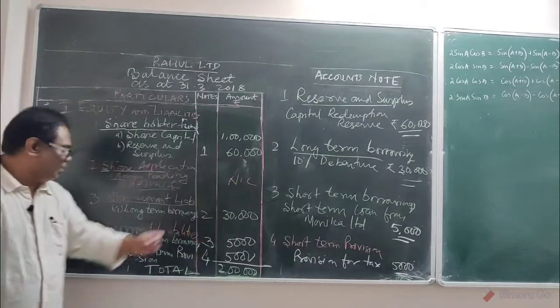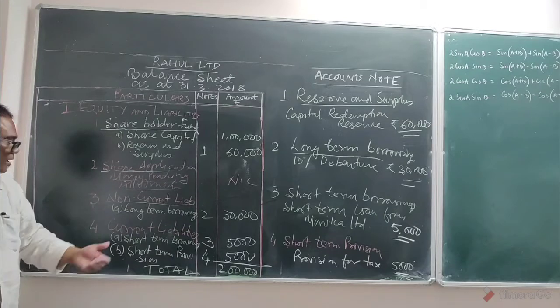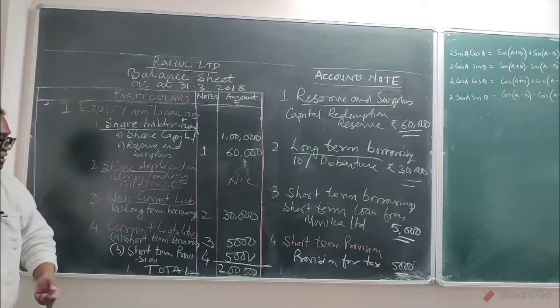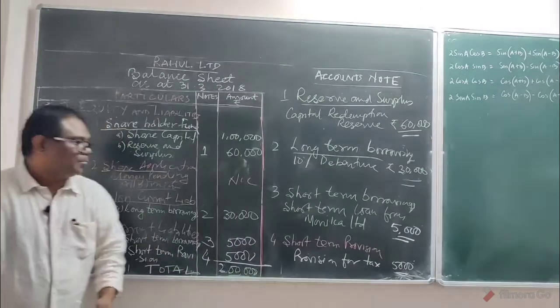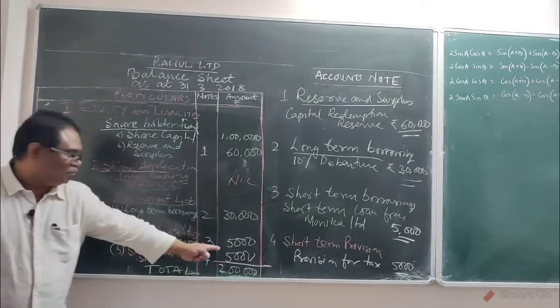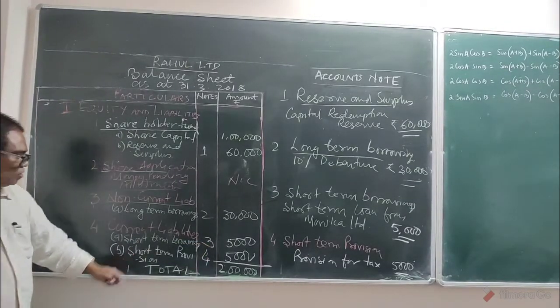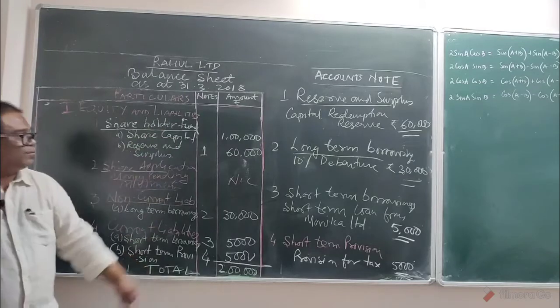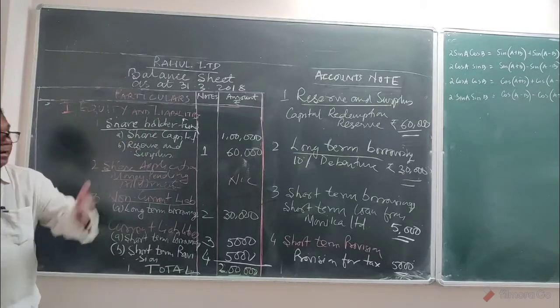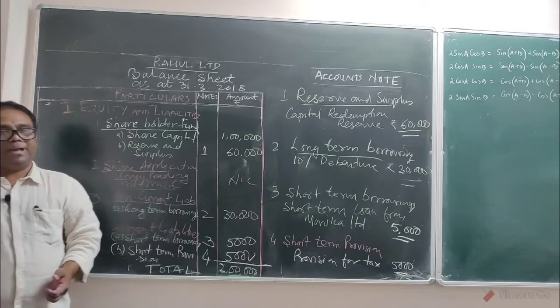That is shown by account note number 3. And then again under the heading current liabilities, we have short-term provisions. Inside that the item is provision for taxation, shown in the short-term provisions account note number 4. So that is an amount of 5,000 for provision for taxation. The total of the equities and liabilities is 2 lakhs. So this is how the equities and liabilities are reflected in the balance sheet.